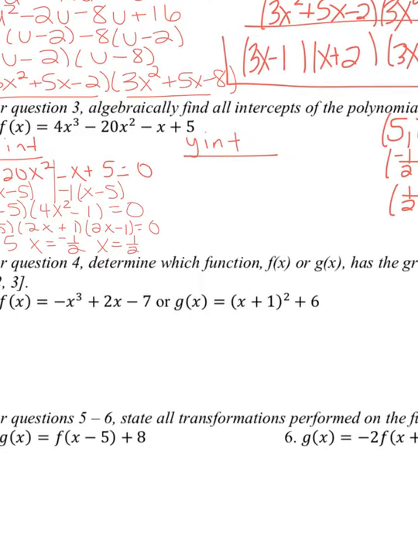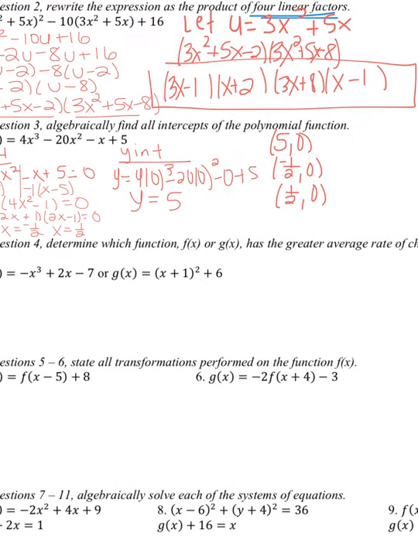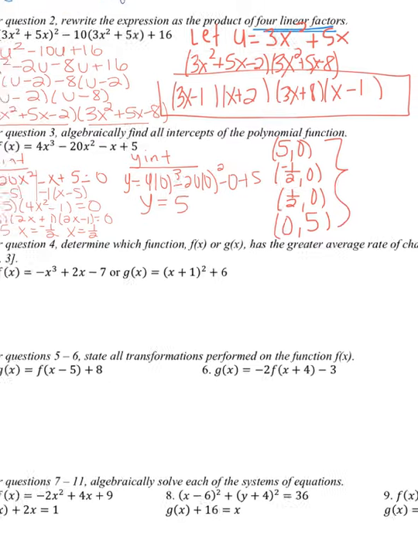Then y-intercepts are where x equals 0. So y equals 4 times 0 to the third minus 20 times 0 squared minus 0 plus 5. You plug that in, you get y equals 5. Again, it's not a y-intercept until you write it as a point. The x value is 0, comma, the y value just solved for is 5. These are your intercepts for number 3.